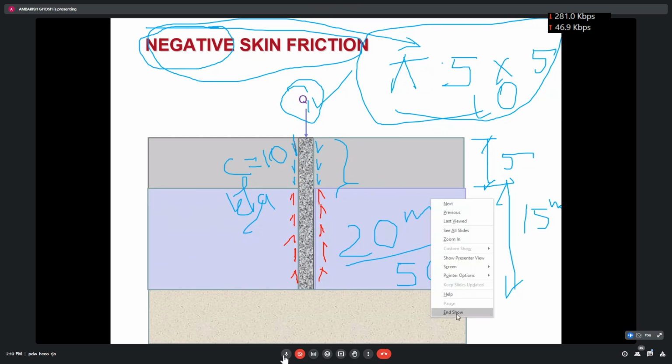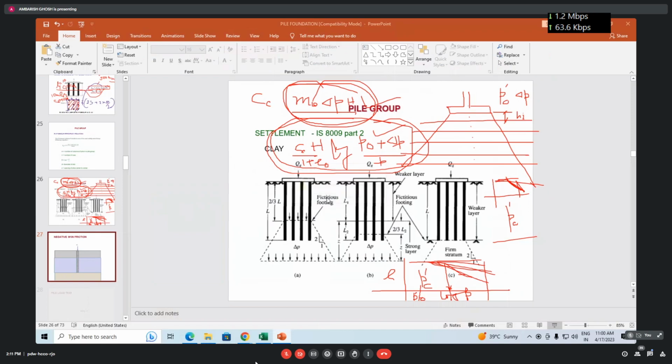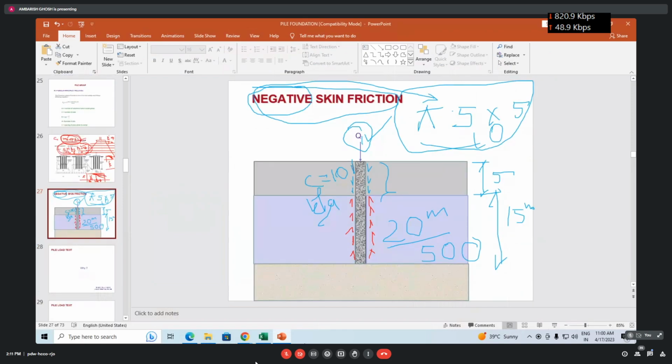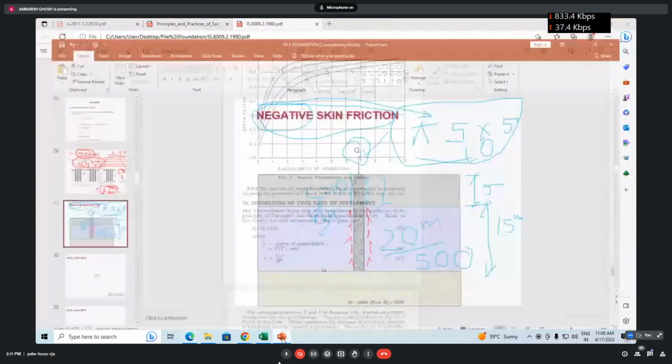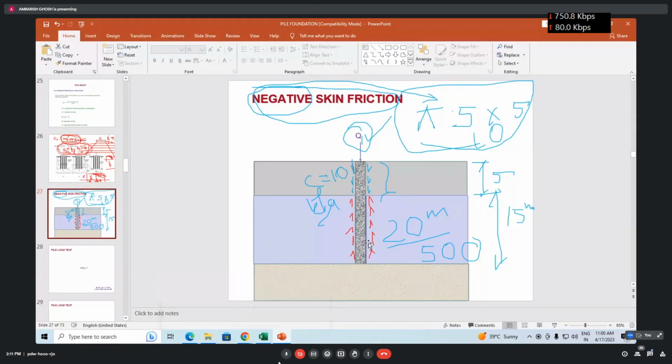Sir, it will depend upon the layers. Yes, it will depend on the layers. If it is told that the pile has been constructed in a compressible soil layer having a thickness of 5 meter, there you have to calculate the negative skin friction.